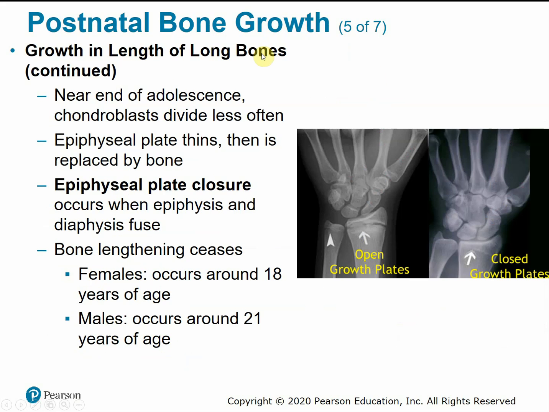So near the end of adolescence, these chondroblasts, or the cartilage-forming cells, will divide less often, so the growth will slow down. Ultimately, the epiphyseal plate will thin and be entirely replaced with bone. So this is called the epiphyseal plate closure. So once we reach adulthood, the epiphyses and the diaphyses of our long bones will fuse together. So this will mark the end of all long bone growth.